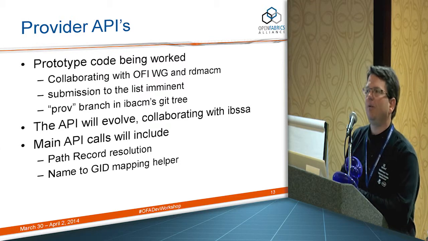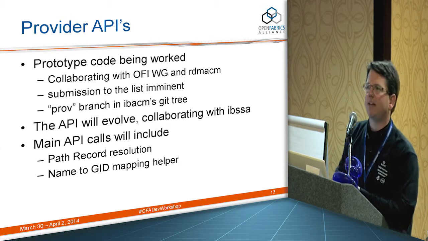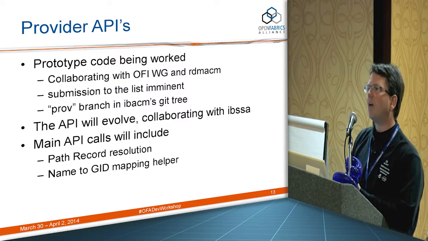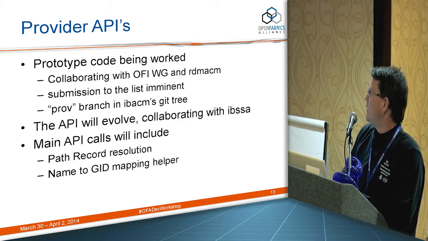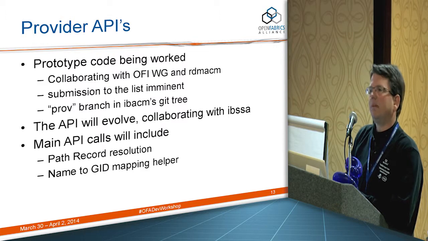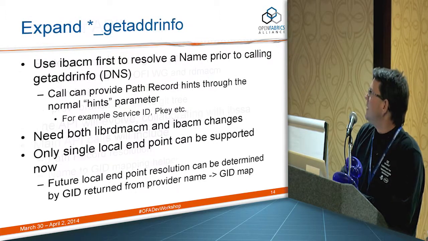Like I said, we need to really make sure that all the things that SSA needs are provided for. And then that might even feed into requirements that we see for other providers that may come down the pipe. So the main API calls are obviously path record resolution, named GID, mapping helper, ARP things. I don't know.